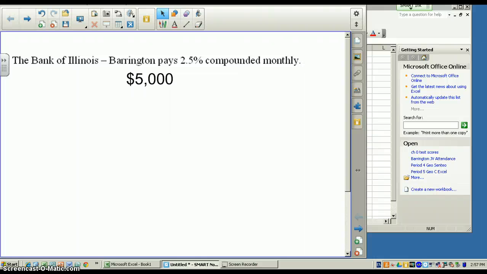Hi Algebra 2B, we're here working on our compound interest writing assignment. For this problem we were given the fact that the Bank of Illinois at Barrington pays 2.5% compounded monthly, and we want to put $5,000 in for our principal.